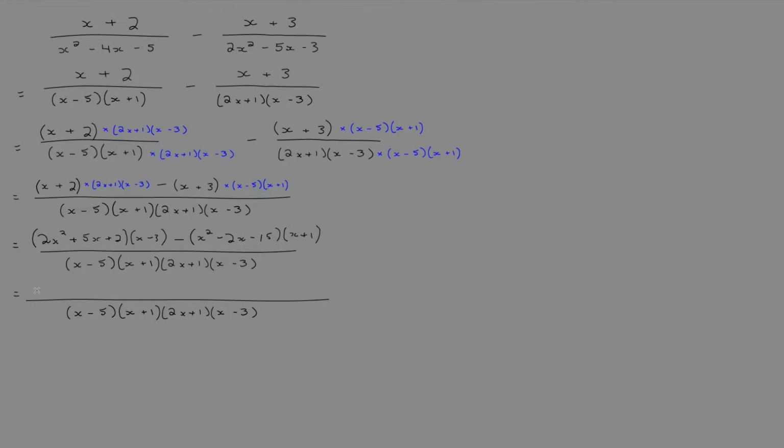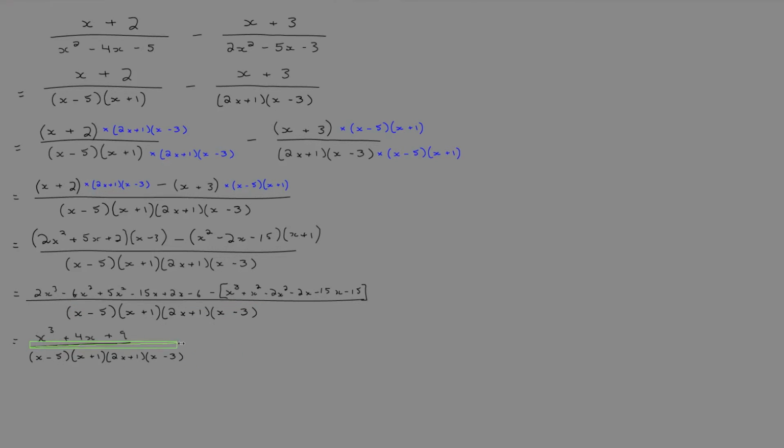So doing this, we'll get 2x cubed minus 6x squared plus 5x squared minus 15x plus 2x minus 6, minus. And so I'm going to use brackets to make sure to distribute my negative sign later. x cubed minus 2x squared minus 2x minus 15x minus 15. Sorry, this should be cubed here. Yeah, you guys know how to combine like terms. So combining like terms on the top, we'll have x cubed plus 4x plus 9. Okay, all over this stuff.